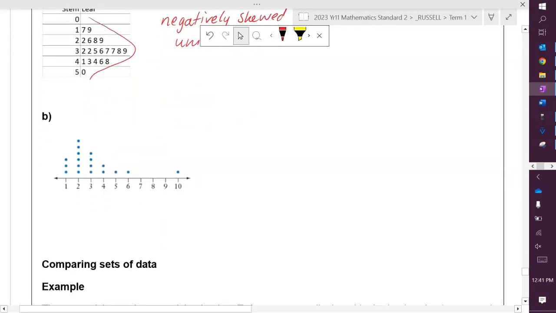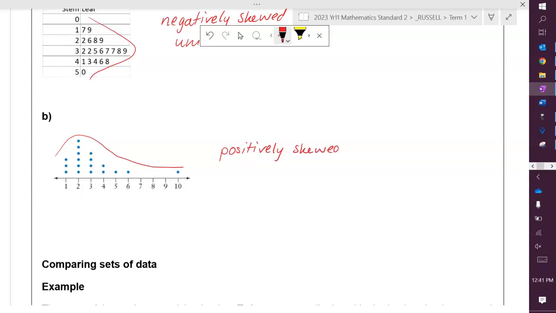We then look at our dot plot, and if we were to draw this, this would be positively skewed. That is because our tail points to the top end, and it is also unimodal. So you can see here, there is just one number that appears the most.